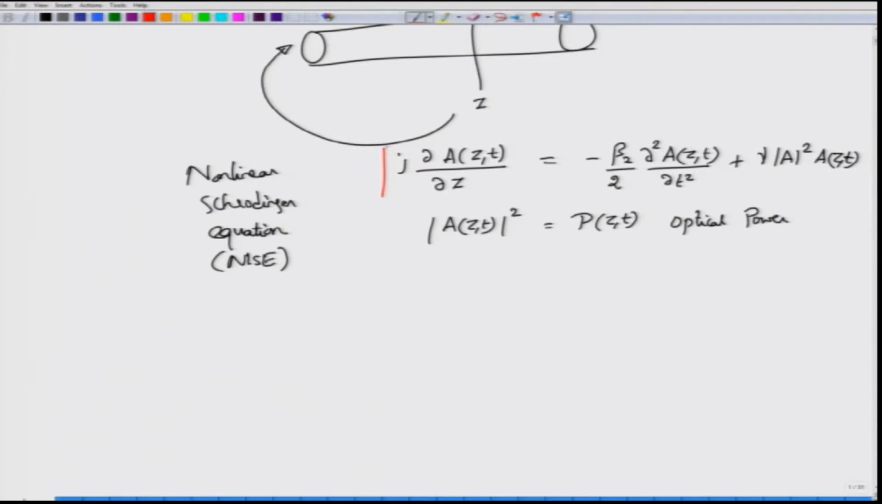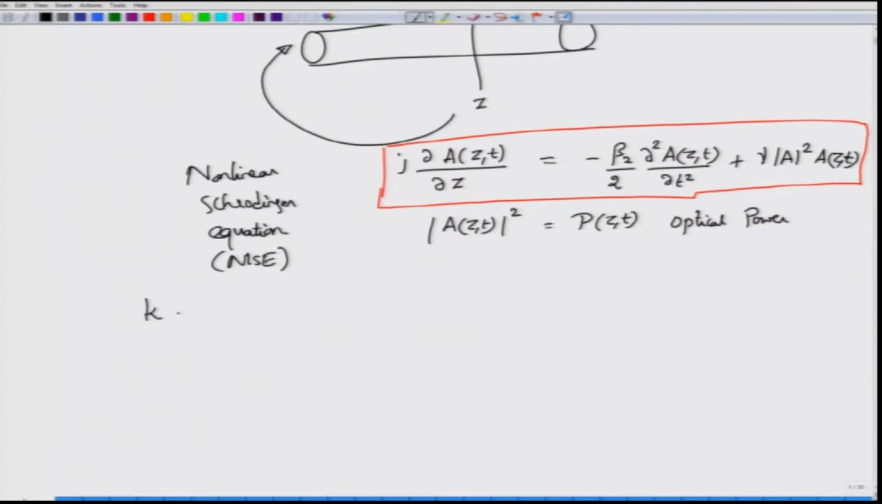So, let us do the usual thing, let us box the equation and then consider the terms one by one. What is beta 2? Well, we said that k is the wave vector. In many optical communication literature, especially in the electromagnetic literature, it is common to use beta in place of k. So, this beta is the wave vector. Okay. So, instead of k z, you will have a beta z.